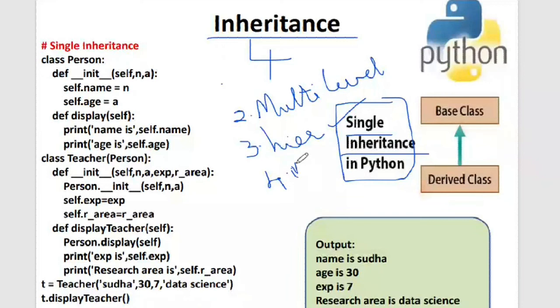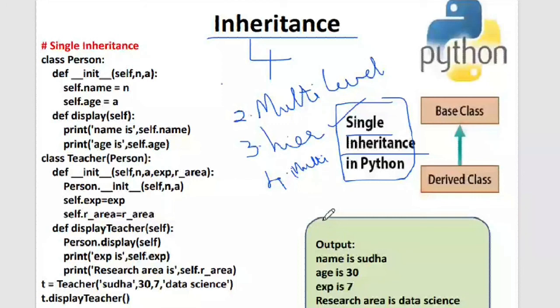What are the four types of inheritance? Somebody repeat. Single inheritance, multi-level inheritance, hierarchical inheritance, multiple inheritance. Okay, so these are the four types of inheritance.